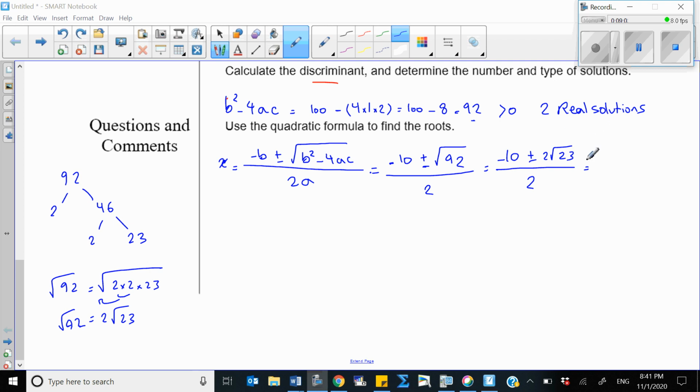Now we just need to simplify this one more time by dividing all these numbers by 2. Like 10 divided by 2 is 5, and I keep the negative. Then I have plus and minus. 2 divided by 2 is 1, so I don't have to write that. Then square root of 23, and the bottom also 2 divided by 2 is 1, and again I don't have to write that. So this is basically my answer. The solutions are, one of them is negative 5 plus square root of 23, and the other one is negative 5 minus square root of 23.